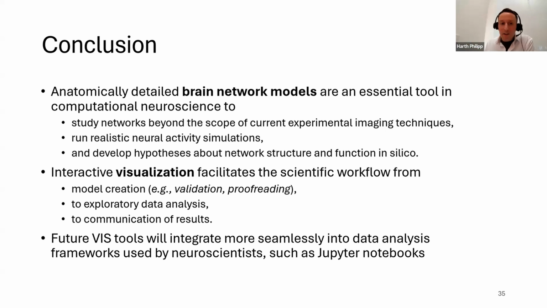The second point is that interactive visualization facilitates the scientific workflow, as we've seen for the model creation, proofediting, but also for exploratory data analysis, and in many cases also for the communication of results, particularly if they involve 3D data sets. And as indicated, future work is to port these VIS tools to the Jupyter environment, because that will simplify their adaptation.